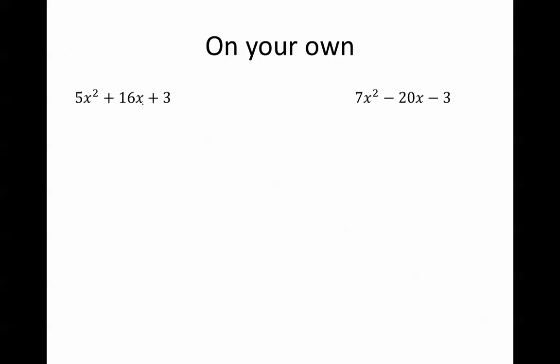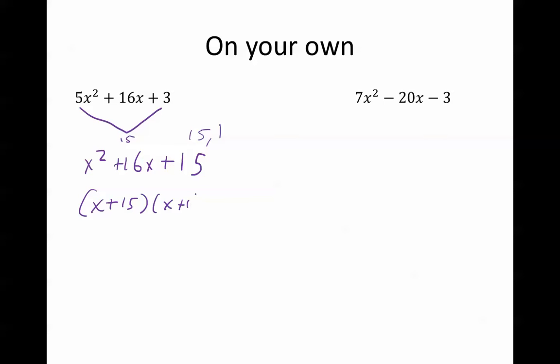Let's go ahead and do these together. So I'm going to multiply. The a is larger than 1, so I'm going to multiply the 5 times 3, and that's 15. And then I'm going to rewrite this as x squared plus 16x plus 15. I am then going to factor normally. What multiplies to be 15 and adds to be 16 turns out to be 15 and 1. So this is x plus 15 and x plus 1.